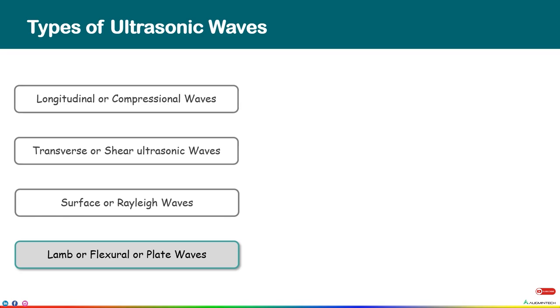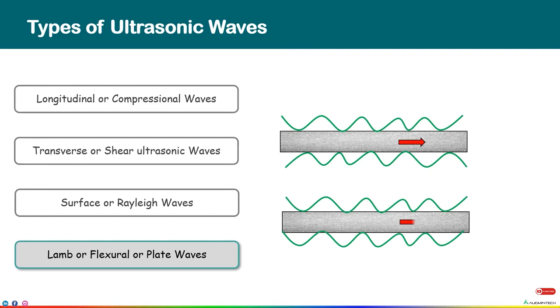The particle vibration in this type of wave is of two types: symmetrical or dilational, and asymmetrical or bending. In the first one, longitudinal particle displacement takes place, while in the second, transverse particle displacement takes place. These types of waves can propagate only in solids, and a special type of ultrasonic probe known as a plate wave probe is used to transmit these waves into a material.